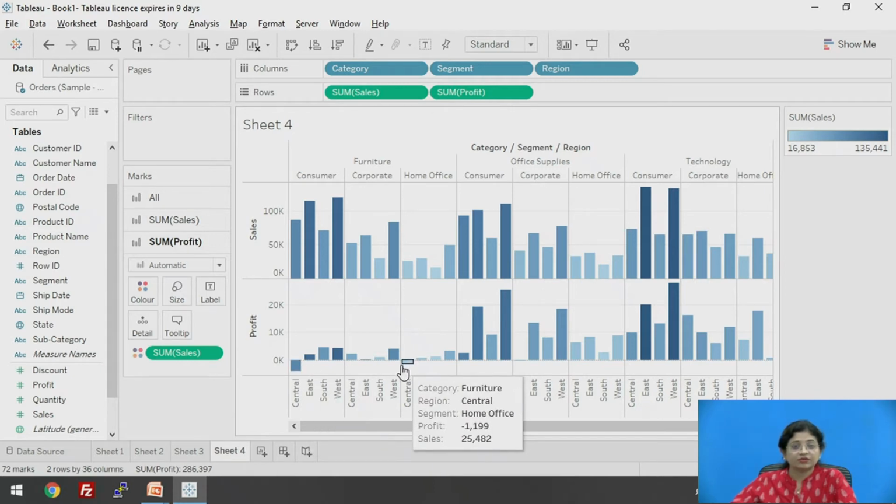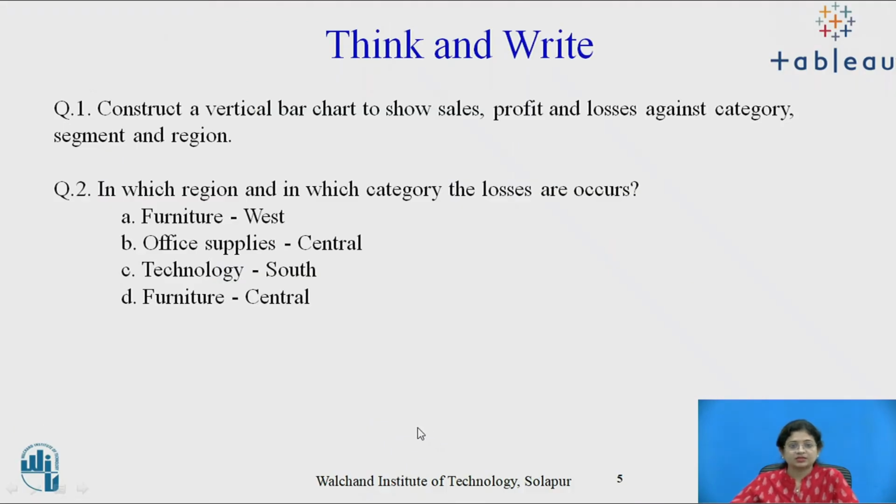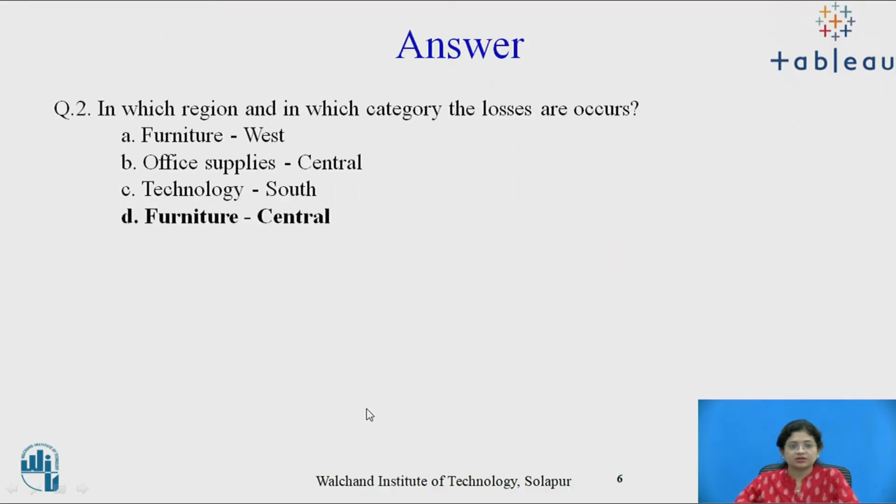So, look here, in which region do we have the losses? In the central region. Look here, in the furniture category, in the central region, the losses occur here. So, that is the answer to this question: the furniture category and the central region.